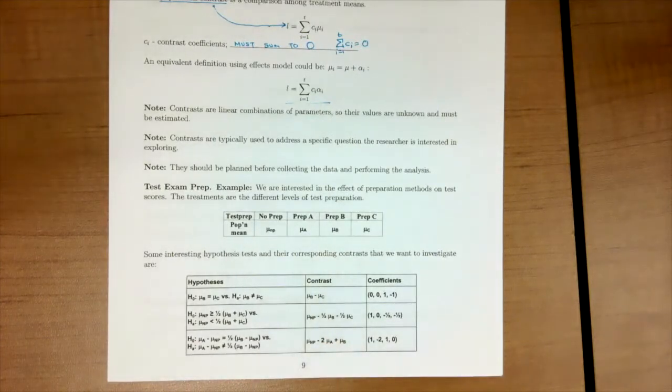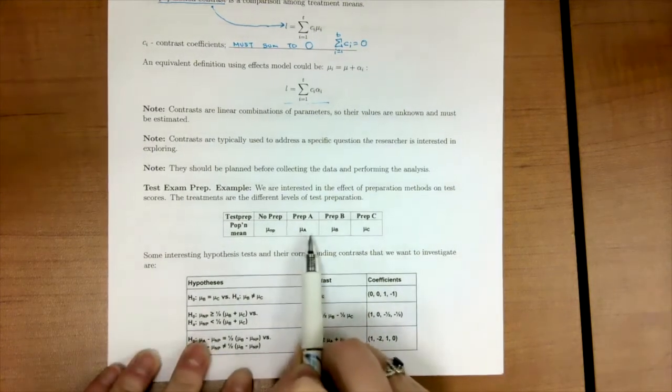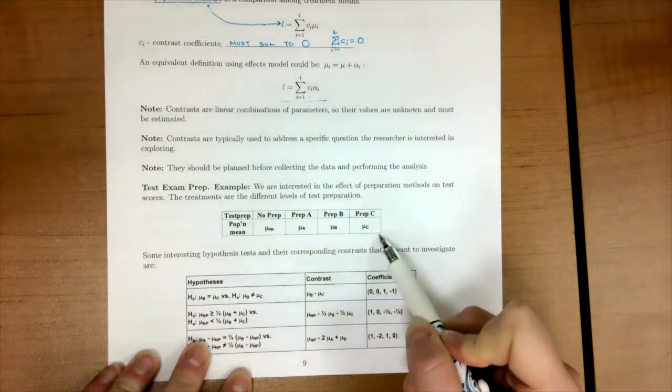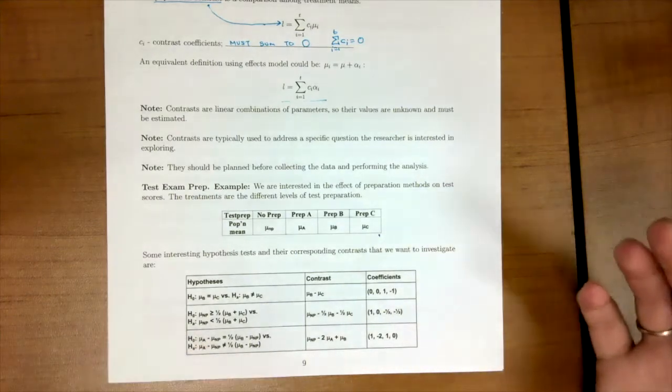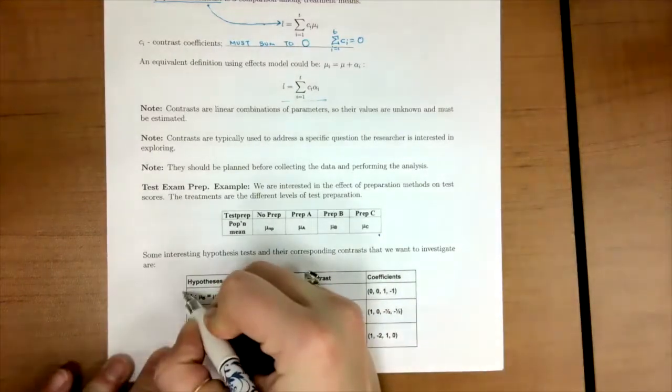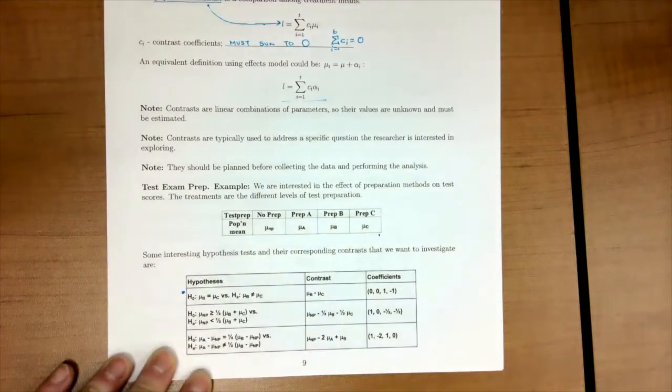Let's say we have test exam preparations, and we want to compare the effect and see if the treatments differ. So we have no prep, we have prep A for studying for the exam, prep B for studying for the exam, and prep C. There could be a bunch of different hypothesis tests we would be interested in, and we're just going to focus on this one right here. This one is going to help us figure out: is there a difference in test prep for C versus B?